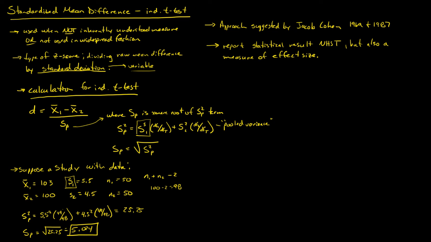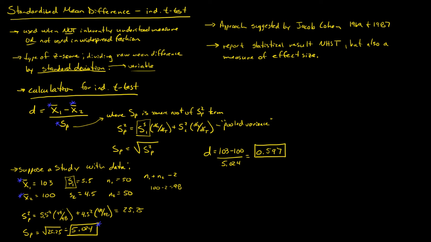So now we have everything we need. We've got this term, this term, and this term here and here. When you plug and chug here, you'll get d equals 103 minus 100 divided by 5.024, which equals 0.597. Now let's provide some meaning to this.